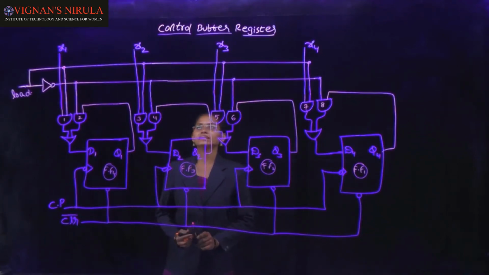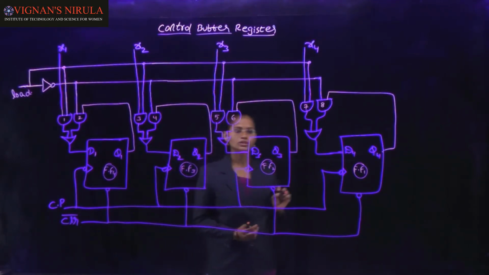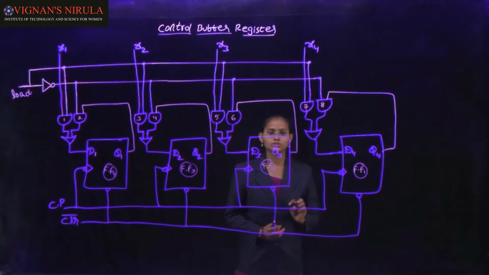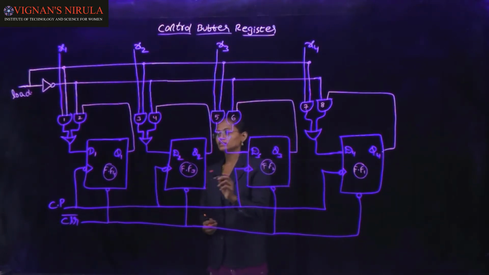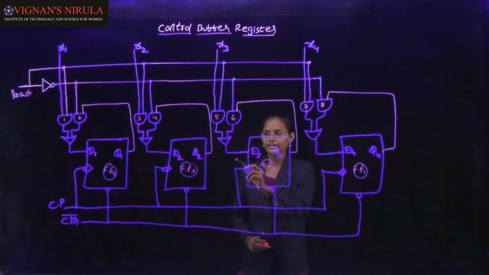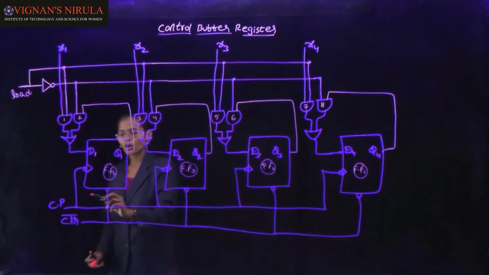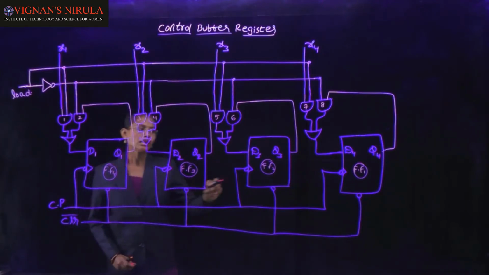And next topic is control buffer register. Okay, control buffer register which controls the loaded inputs. Here four flip-flops are used, D1, D2, D3 and D4. Here the same clock pulse is applied to all the flip-flops.